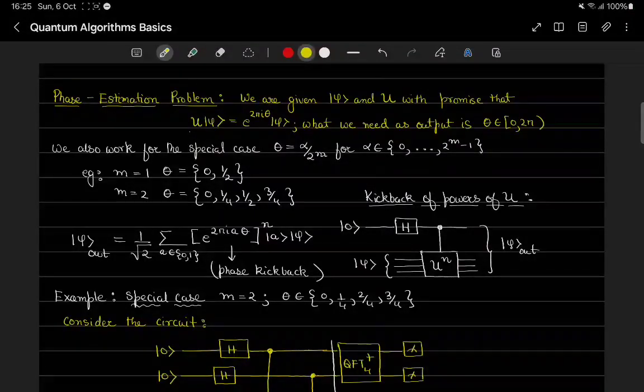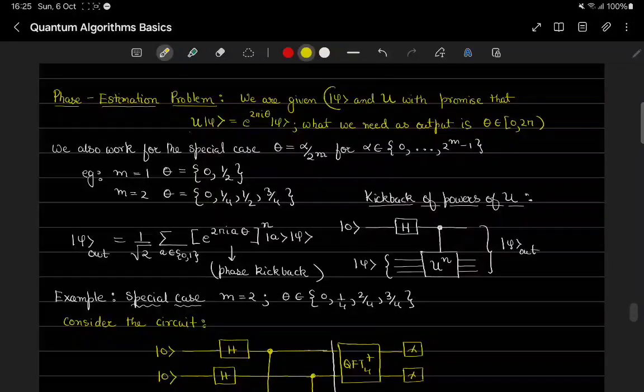Welcome to this video. In this video, I will be talking about the phase estimation problem. So we are given a state psi and a unitary gate U, and the promise is that the state is the eigenvector of the unitary operator, and the eigenvalue can be written in this particular form, which has modulus 1. And now the question is to determine what is the value of theta.